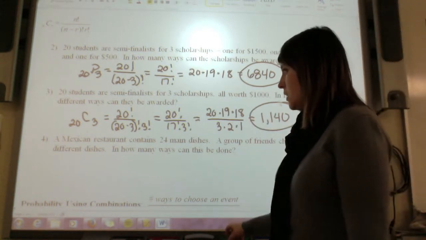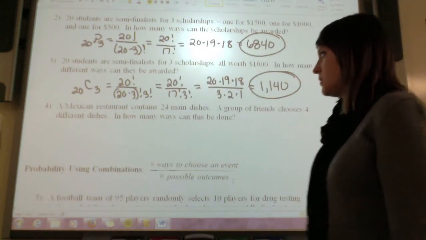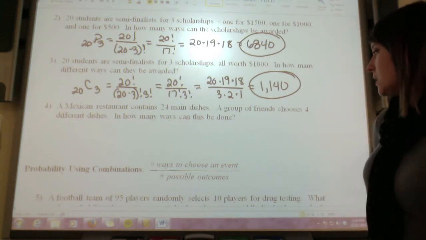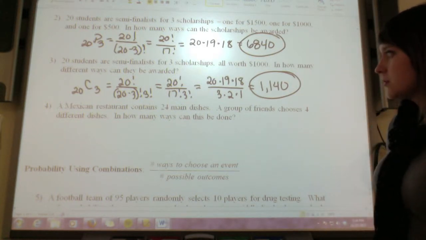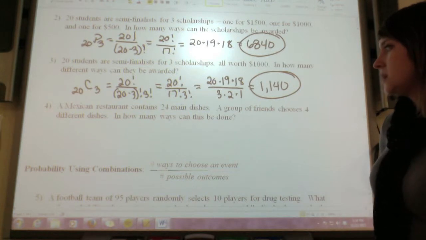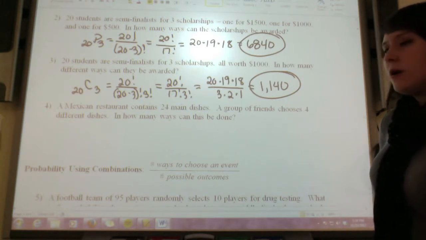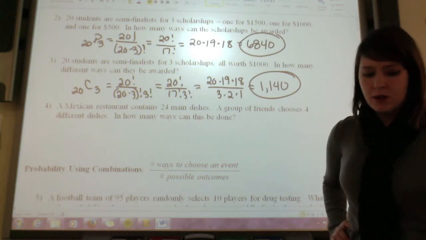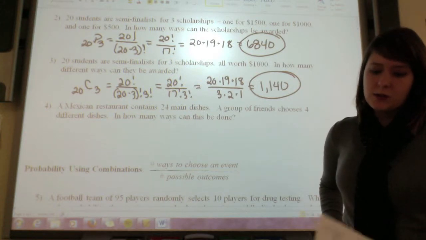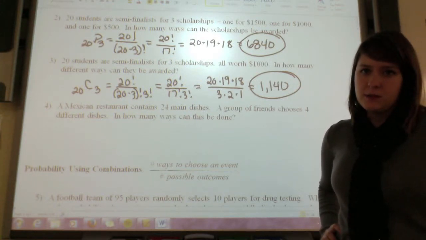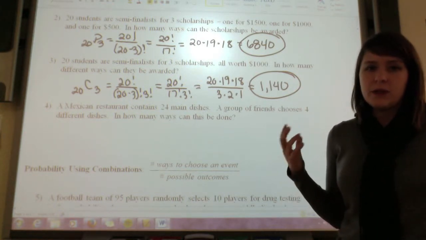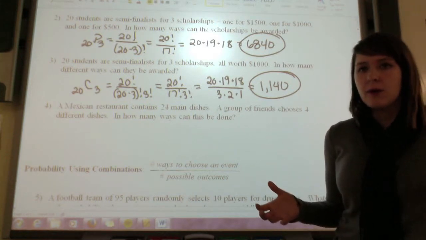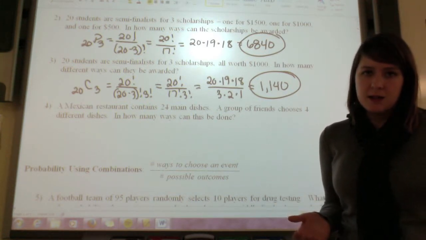Okay, next one. A Mexican restaurant contains 24 main dishes. A group of friends chooses 4 different dishes. In how many ways can this be done? So, again, the first thing I need to think about is, does order matter? So I'm choosing 4 dishes, and does it matter what order the waiter brings it back to the table?